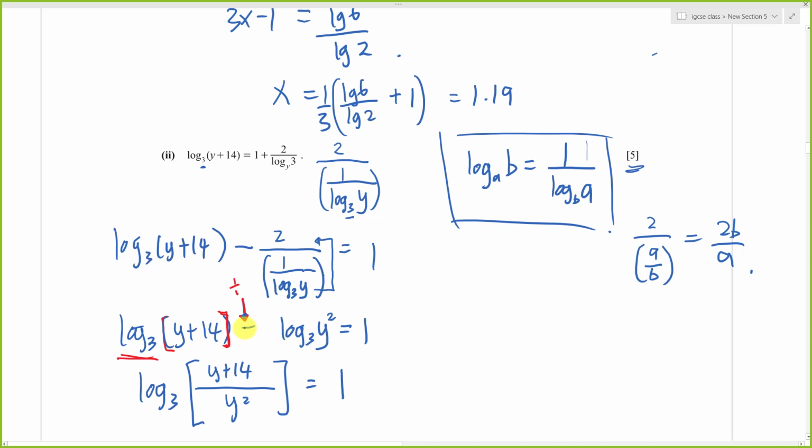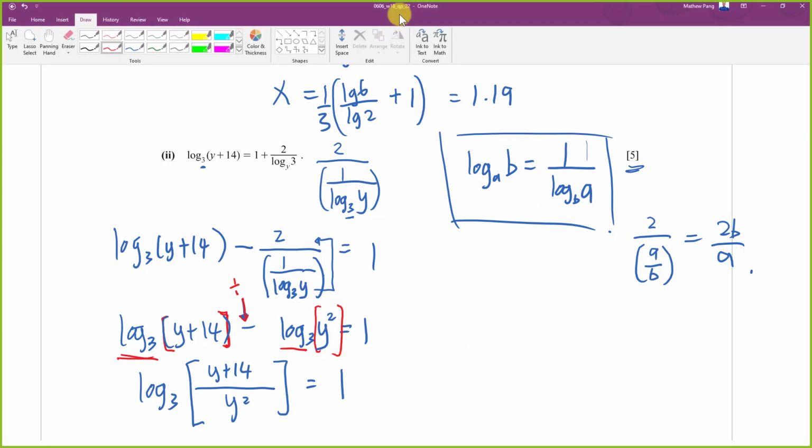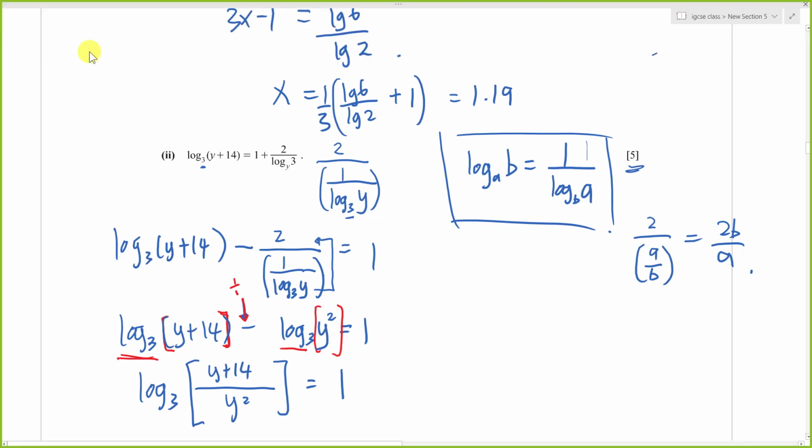Okay, because this minus is between 2 logs here. Do you see? You have log 3 for y squared and log 3 for y plus 14. So the sign between them is minus, for both logs, then you need to change it to divide. Okay, but whatever inside the bracket, you never change it to multiply. You must be very careful when you do something like this. Okay, so yeah, let's move on.